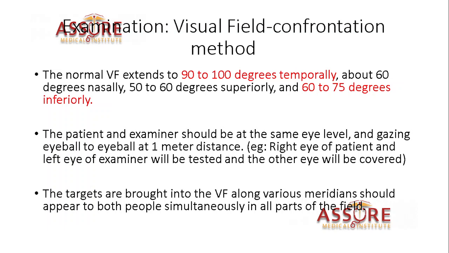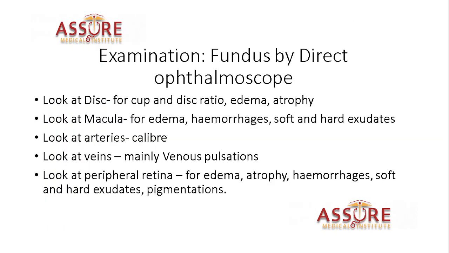The targets are brought into the visual field across various meridians and should appear to both people simultaneously in all parts of the field, assuming the examiner's visual field is normal. This is an assumption that the examiner's visual field is normal, and hence we expect that for the patient also, the object across various meridians should appear simultaneously.